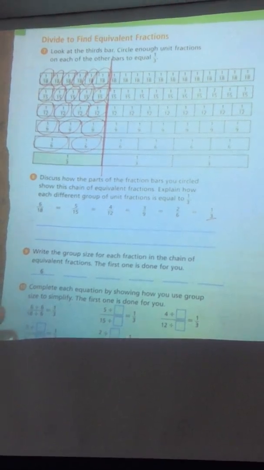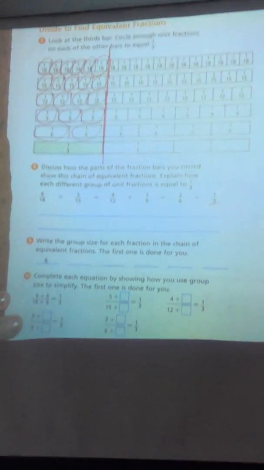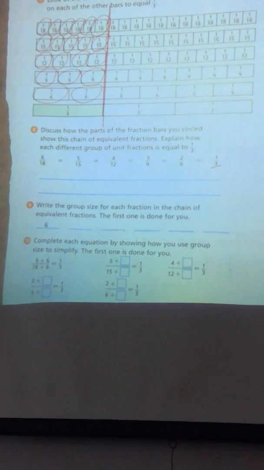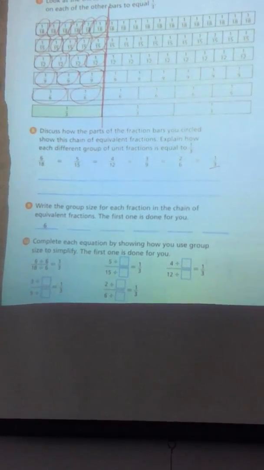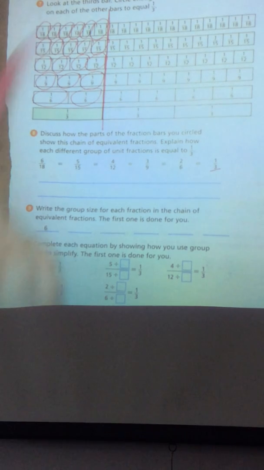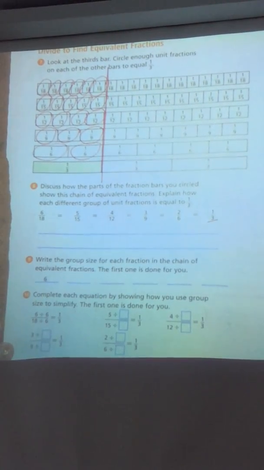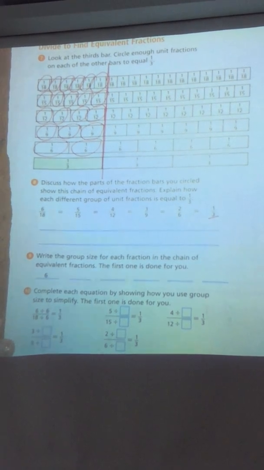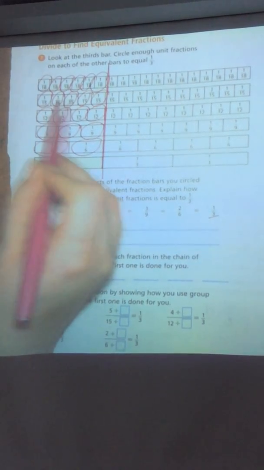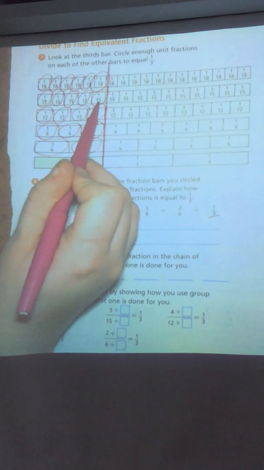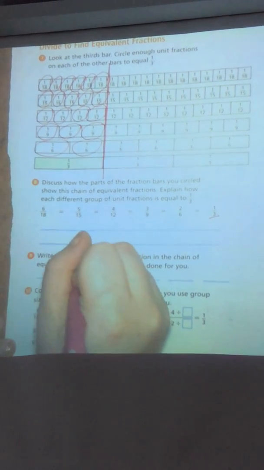Okay, so now on number 9, write the group size for each fraction in the chain of equivalent fractions. The first one is done for you. So we know in our 18ths we had 6, right? So that's why it's saying 6. So for 5/15ths, how much are we going to have in that group? Let's go back up here and count. 1, 2, 3, 4, 5. So we have 5 in that group.